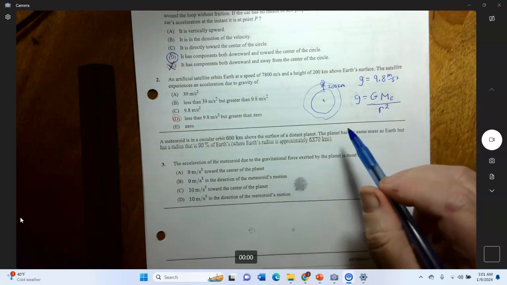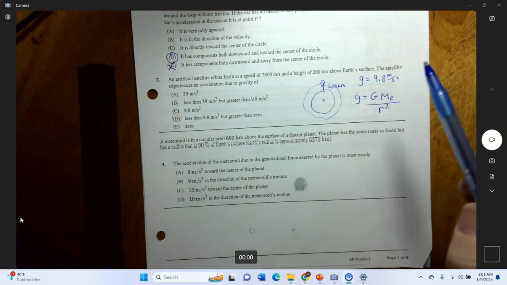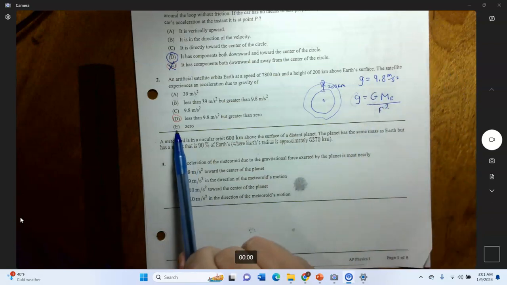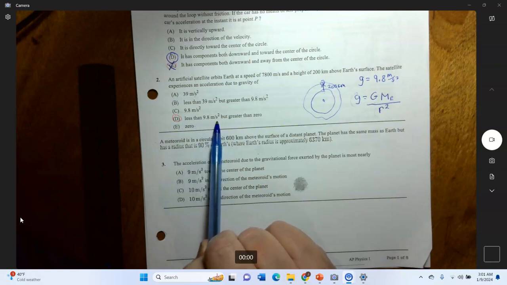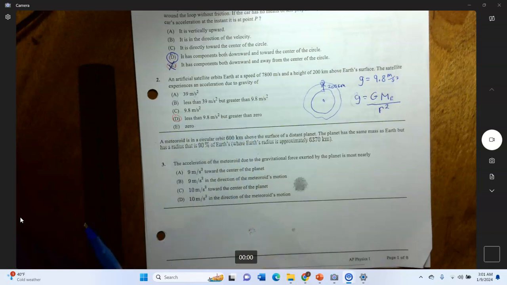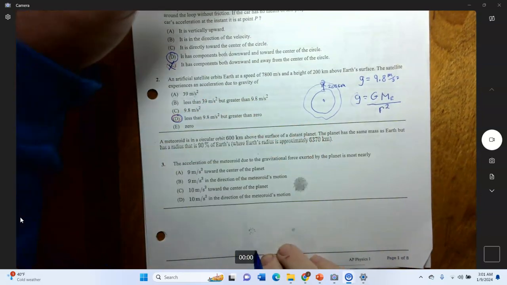It's definitely not going to be zero. There is no zero gravitation when you're circling the Earth, and we'll talk about that at other times. We've mentioned it before. So the answer is it's less than 9.8 meters per second squared, but greater than zero. That would be the answer there. This one right here.